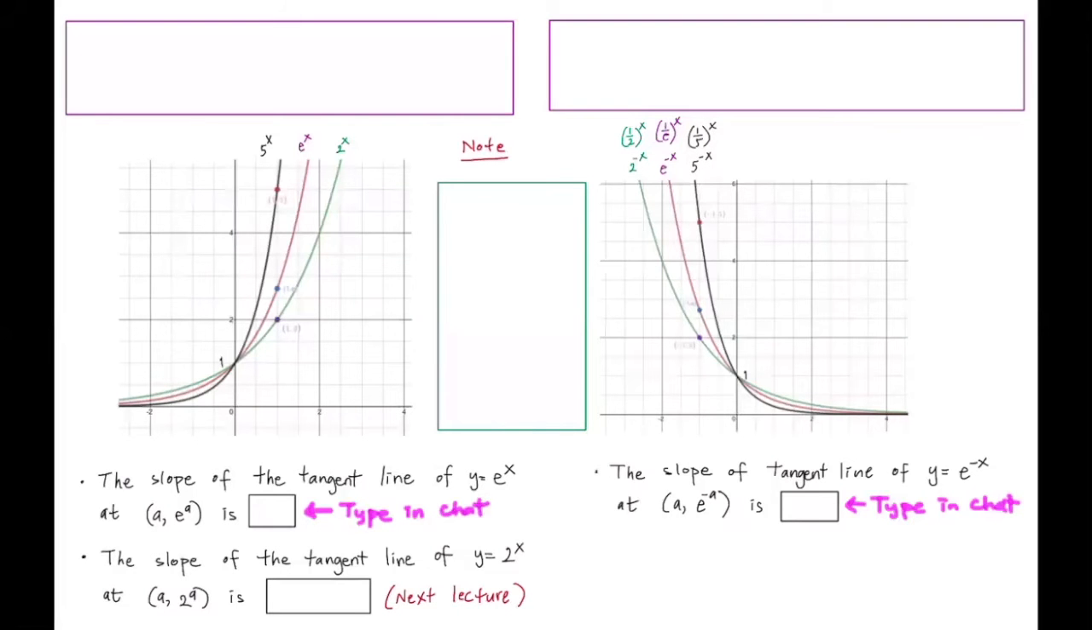In general, we only consider exponential functions whose base is positive. And there are two different types of graphs which depend on whether the base is bigger than 1 or smaller than 1. If b is bigger than 1, we have this general shape of the graph. These are graphs for 5 to the x, e to the x, and 2 to the x. And you see how the bigger the base, the faster your function grows.